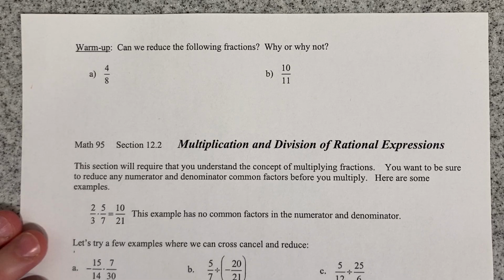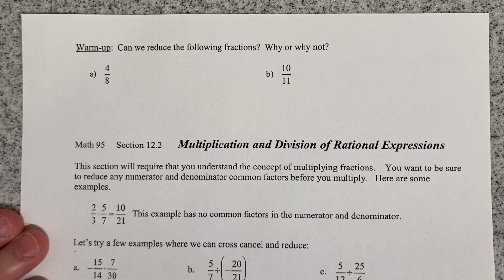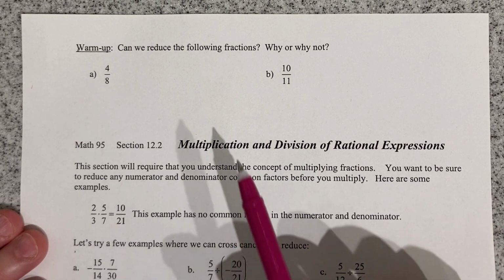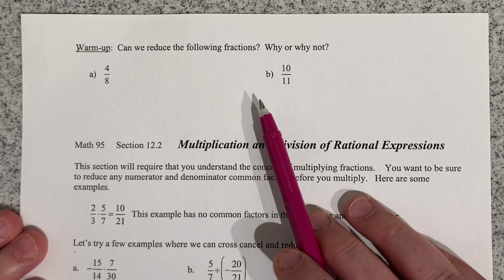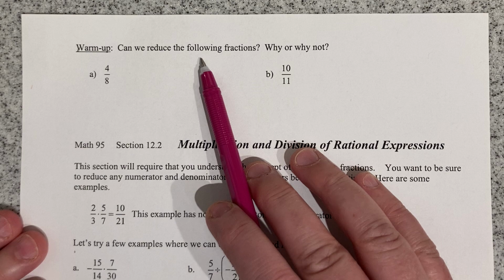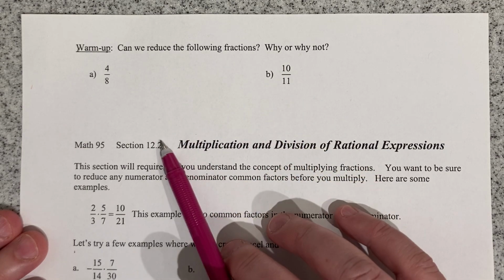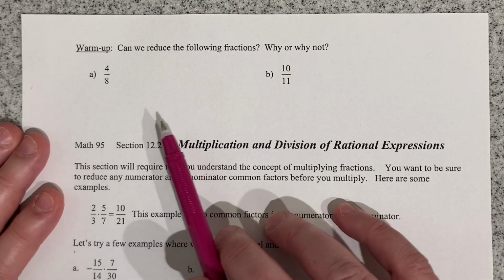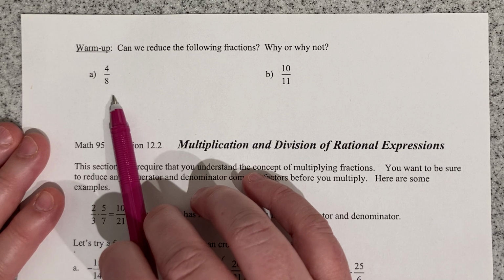Now that we know what rational functions are, a lot of the rest of chapter 12 is doing operations with fractions, but this time fractions that have x's in them. So to start, we need to make sure we just remember what to do with fractions. So first question is, can we reduce these fractions? Why or why not? So 4 over 8, does that fraction reduce?